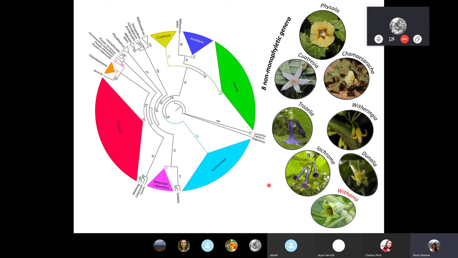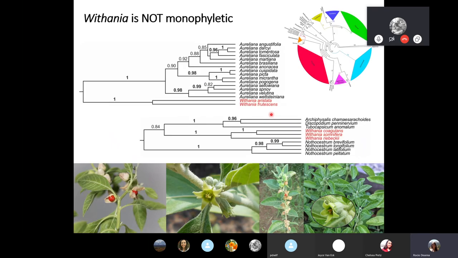So we found out that eight genera resolve as non-monophyletic, and we think that this happened mainly because several homoplastic characters have been used to perform the generic circumscription, for example, the inflation of the calyx. So a situation to highlight here is the one of Withania. This genus is well known because of Withania somnifera, this one, that is highly used in medicine. So this Old World genus is not monophyletic. It resolved into two major clades, as you can see here in red.